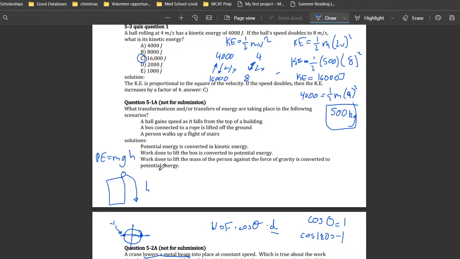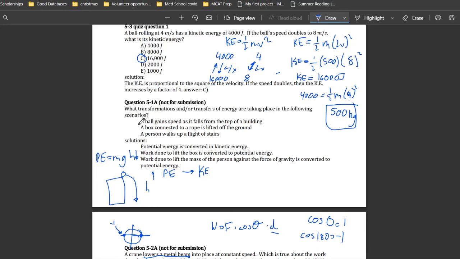And that potential energy is converted into kinetic energy because that ball is gaining a velocity. It started off with no velocity, and now it's gaining a velocity. So as height decreases, velocity increases. So potential energy is being converted into kinetic energy.